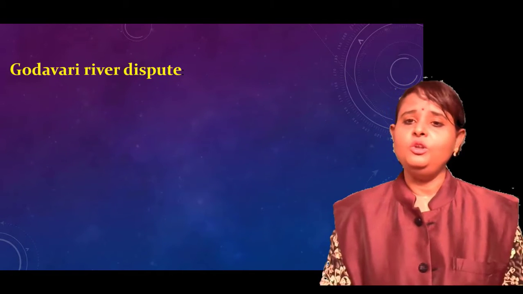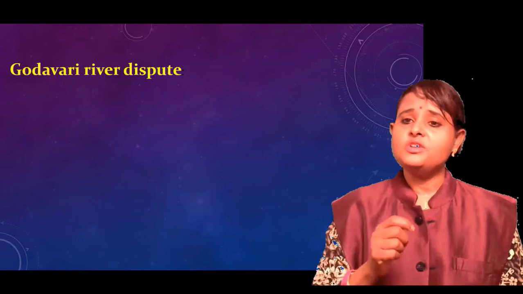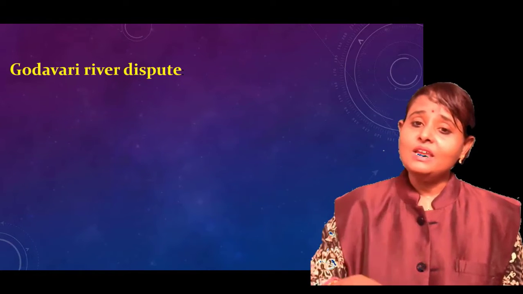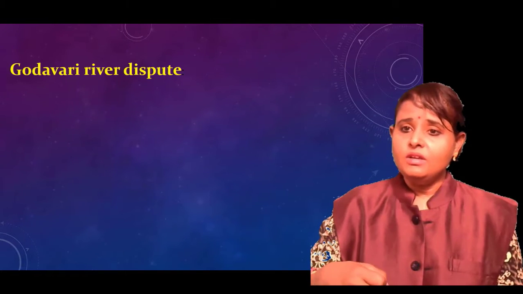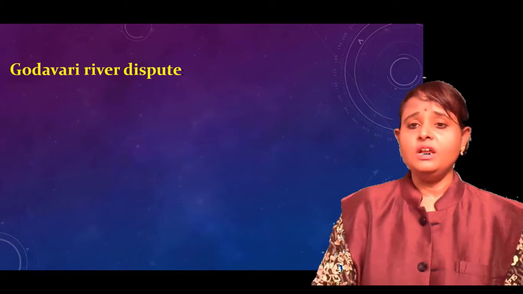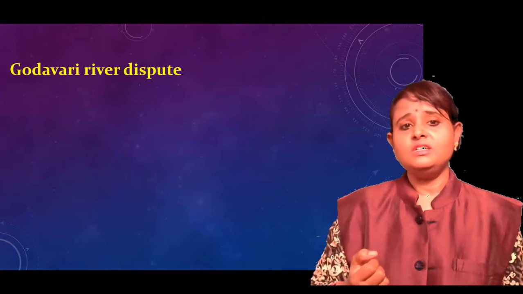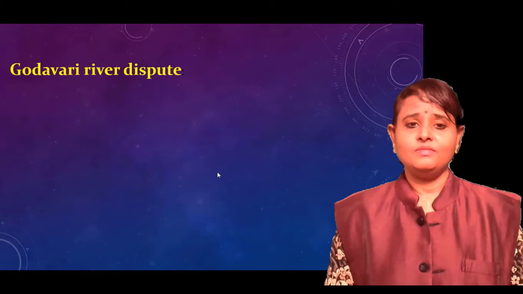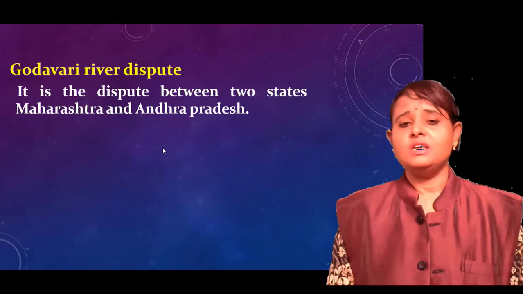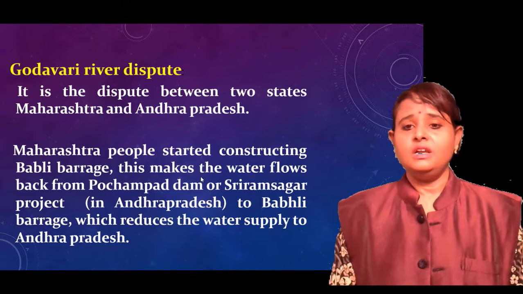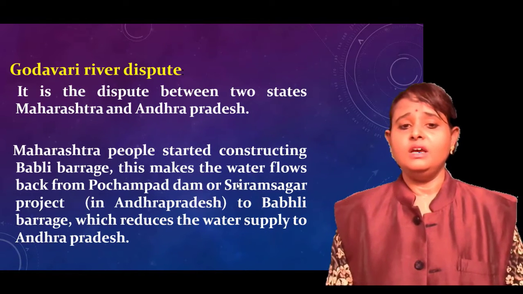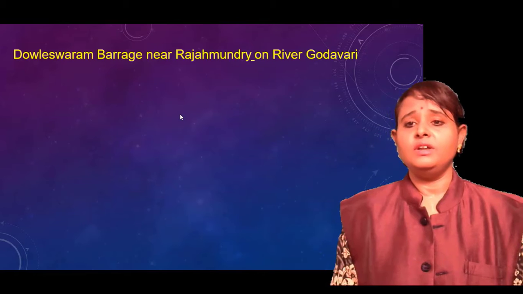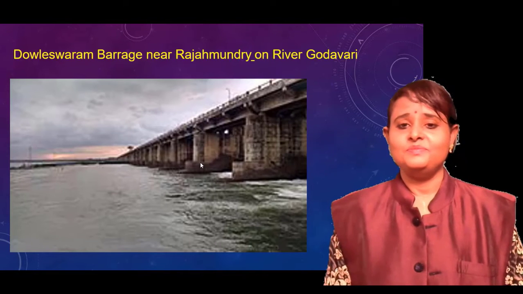Godavari River dispute. What I told you, it is a dispute between two states, Maharashtra and Andhra Pradesh. You heard about the Babli project, Babli barrage? Okay, because of that Babli barrage, the water source in Pochampad Dam is restricted. It flows backward due to the barrage construction. So we objected and the dispute started between Maharashtra and Andhra Pradesh. They constructed this dam, I told you. Okay, you can write that. You can see the Dhavaleswaram barrage near Rajahmundry on river Godavari. See, this is the barrage.